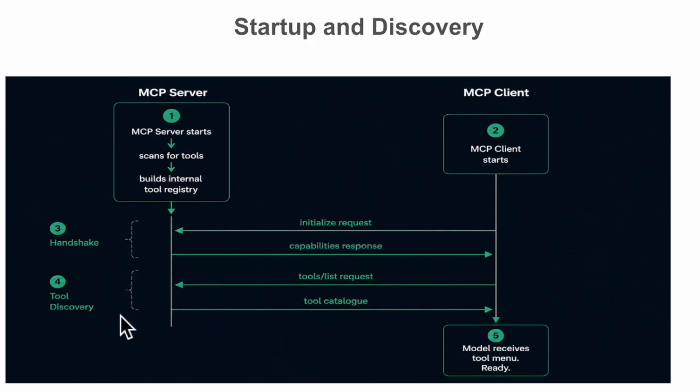Immediately after the handshake, the client asks one question: what tools do you have? The server responds with its full catalog. Every tool name, every description, every parameter the tool expects. The client registers all of it. The model can now see the complete menu of approved actions. That is startup. It happens once. Before any user sends a message, the system already knows exactly what it can do.